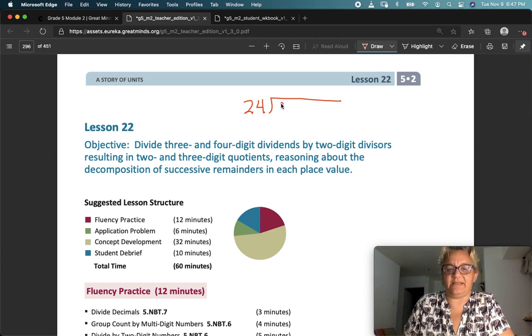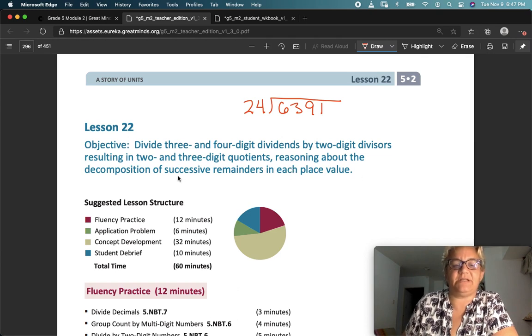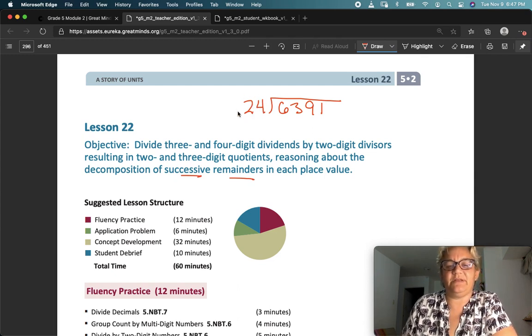So let me see if I can think of something quickly here. And with such big numbers, we're going to have to estimate a couple times as we're doing this. And that's what they're talking about, reasoning about decomposition of successive remainders. So 24, remember I'm going to think about 24 in terms of how it can go into 63. And 24 could round up pretty easily to 25. 25 times 2 is 50, so I think that's a fair estimate.